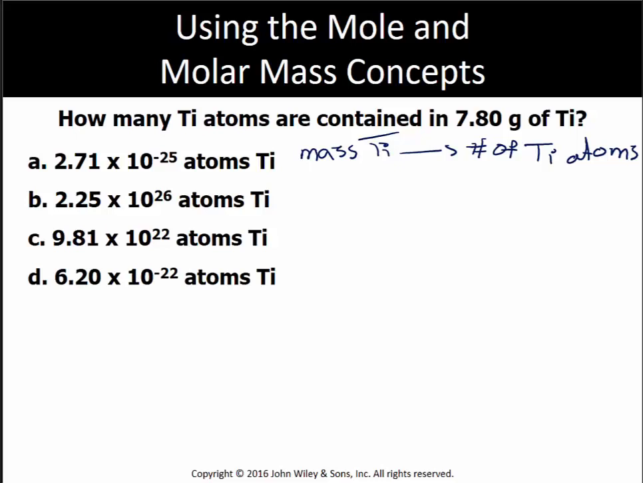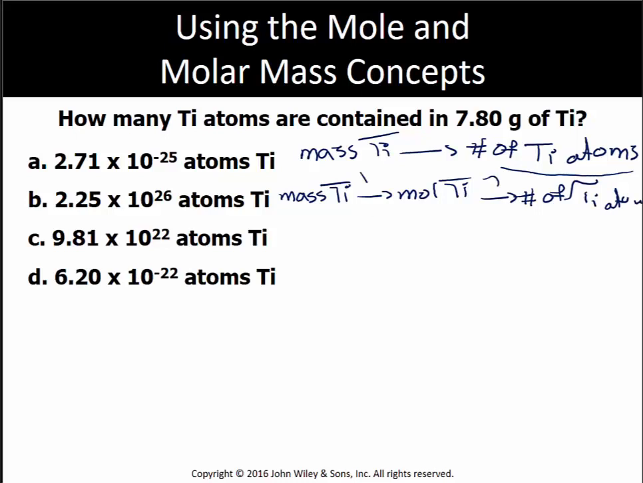In order to find the number of titanium atoms, I need to know how many moles of titanium. But I don't have the moles of titanium. So my plan should be from mass of titanium, you should figure out first moles of titanium. And once you have moles of titanium, then you can find number of titanium atoms. So 2 steps.